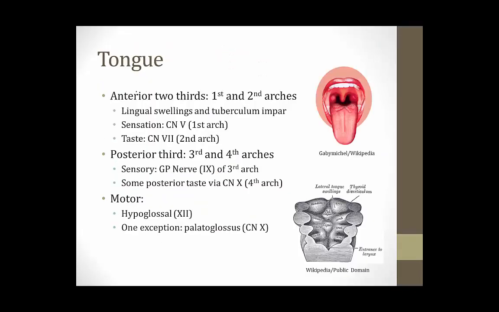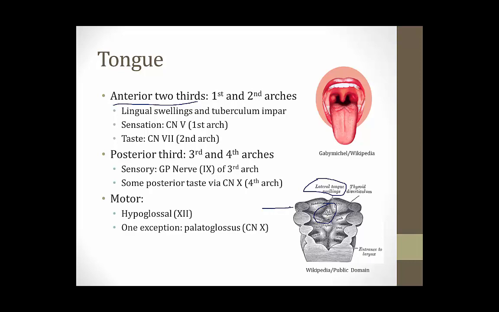I'll finish with this slide on the tongue. As you may know, the tongue has very peculiar innervation, and that's because it derives from multiple different pharyngeal arches. The anterior two-thirds of the tongue derives from the first and second pharyngeal arches. If you look at this drawing of the embryo at the bottom right side of the screen, there are two structures called lateral tongue swellings. They're also called lingual swellings, and between them is a structure called the tuberculum impar, and these structures develop into the anterior two-thirds of the tongue.